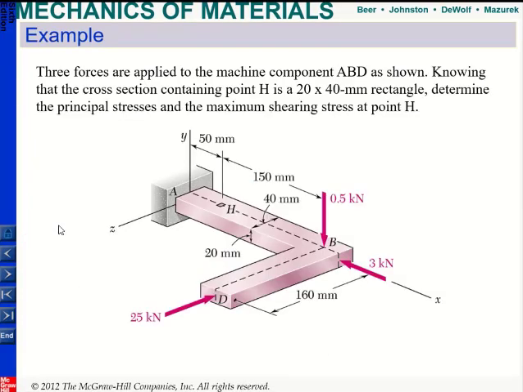So this is another example of combined loading, and now we have three forces applied at this point and there. The cross section is given, a 20 by 40 millimeter rectangle, and we want to determine the principal stresses and maximum shearing stress at point H. All right.